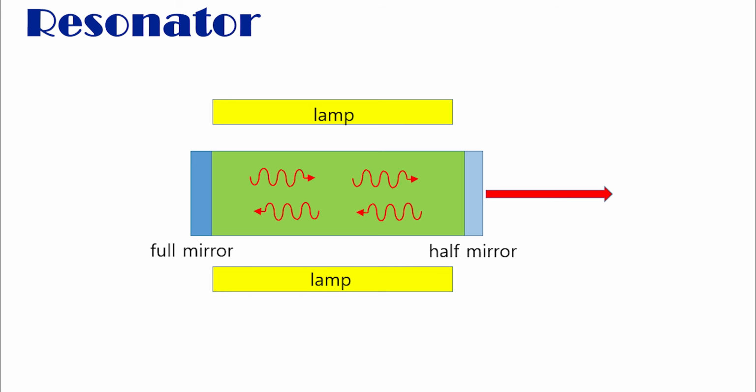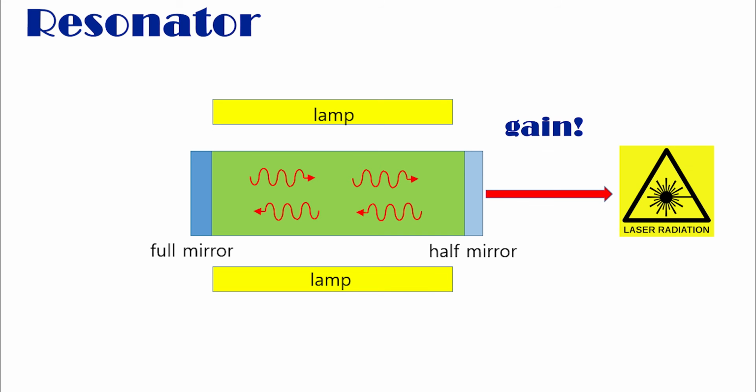So look at this picture. Photons are moving back and forth between these two mirrors. We call this device a resonator. The lamp supplies photons for optical pumping and leads to the population inversion, generating in-phase photons. And they are amplified again while they move back and forth. Finally, laser comes out from the half mirror when enough photon energy is stored.